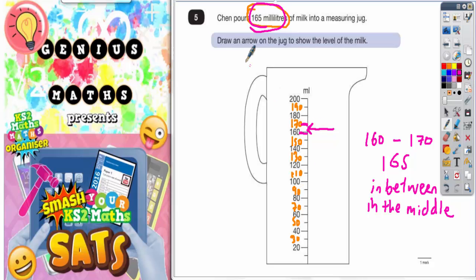Okay? So, just to recap, all of these little marks on the side here must be going up in tens. And if this is 160, this must be 170. So, between 160, 170 and 165.